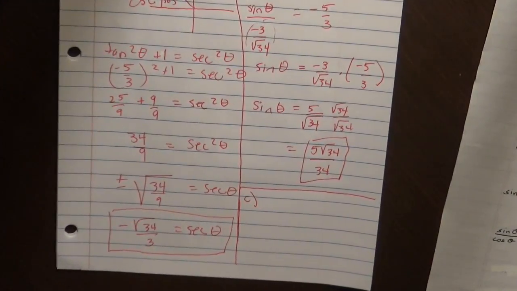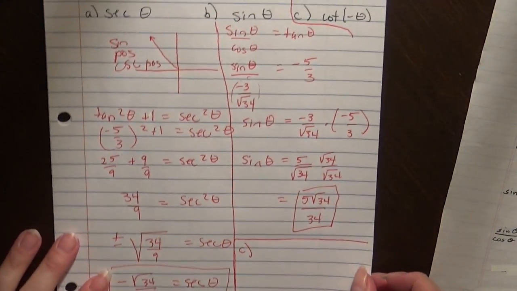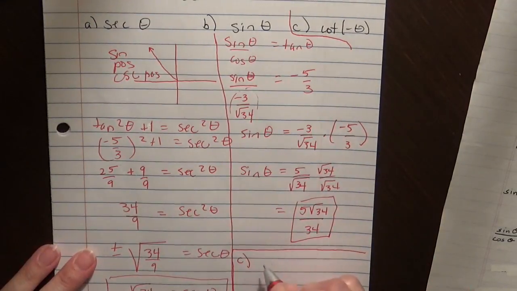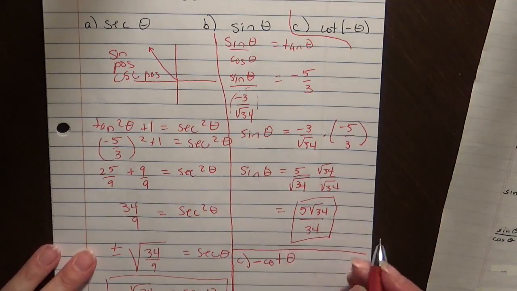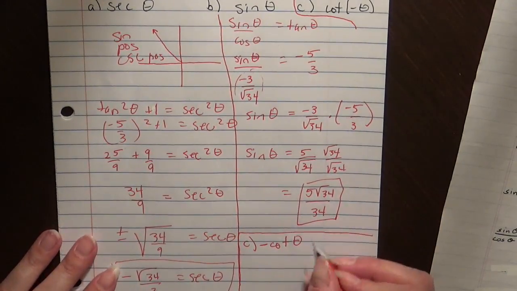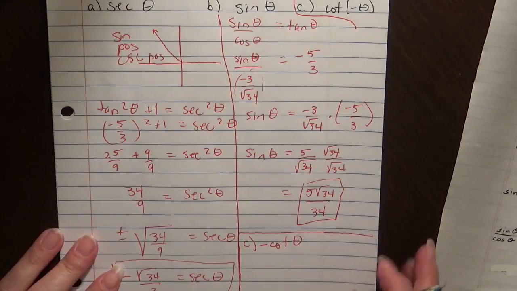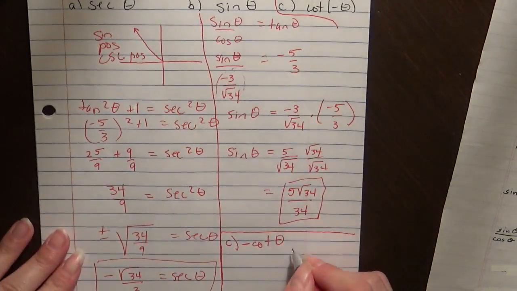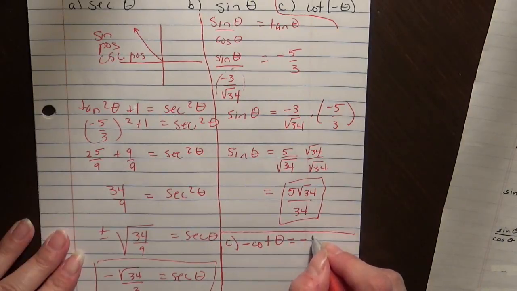Okay. So cotangent of negative theta is the same thing as negative cotangent theta. And cotangent theta is, of course, the reciprocal of tangent, and we were given tangent. What was tangent? Tan theta was negative 5/3. So we just need to do negative reciprocal 3/5.